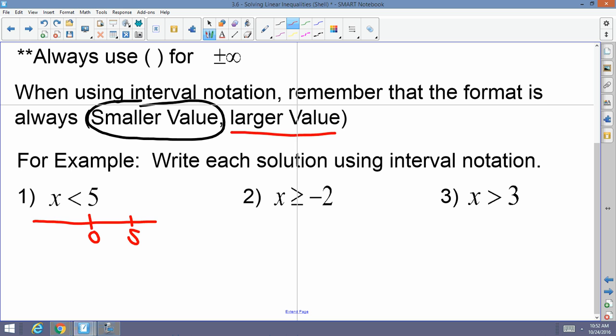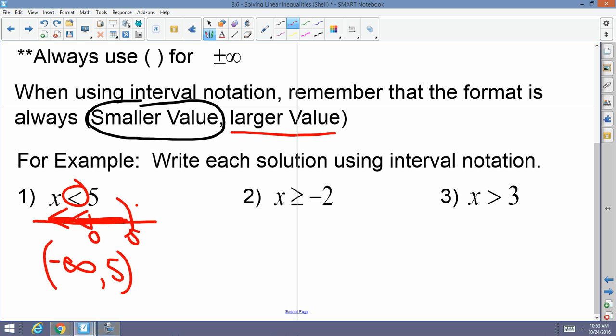Here's 5. There's a parenthesis, and it's less than, correct? Now, guys, as I'm going further and further into the negative realms of the number system, what's the smallest negative I can ever have? Negative infinity. So I'm going to go parentheses. My solutions go from negative infinity, smallest value, all the way to 5. Parentheses on both. Why? Infinities never have brackets. And the 5 has a parenthesis, not a bracket, because it's less than.